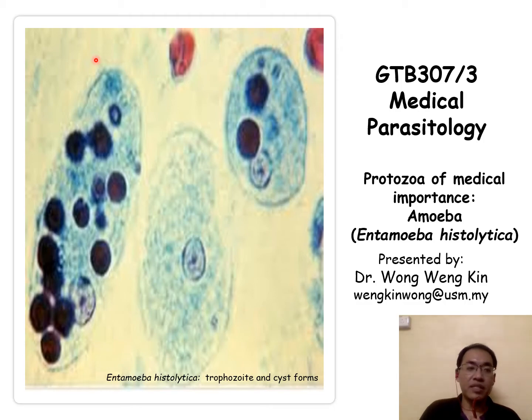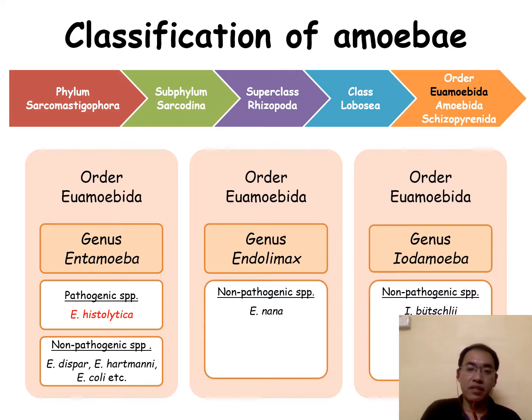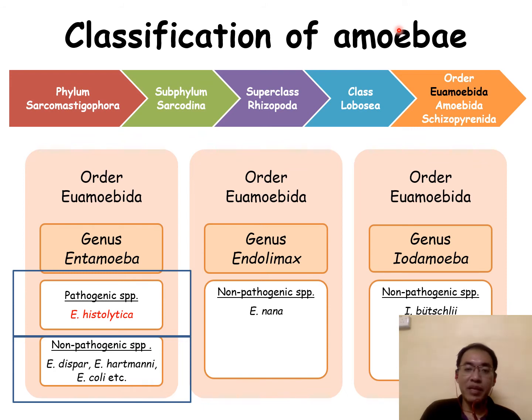Let's move to the next slide. This parasite is under the phylum Sarcomastigophora, subphylum Sarcodina, which moves using pseudopodia. Entamoeba species is grouped under the order Euamoeba. Endolimax and Iodamoeba are also grouped under this order, but they are not human pathogens. Under Euamoeba, we have pathogenic Entamoeba histolytica and non-pathogenic Entamoeba dispar, Entamoeba hartmanni, and Entamoeba coli.